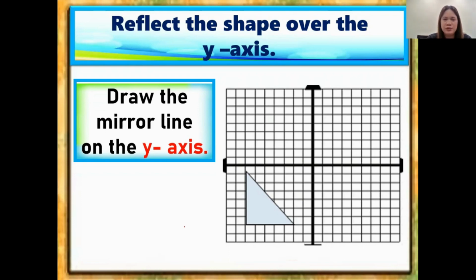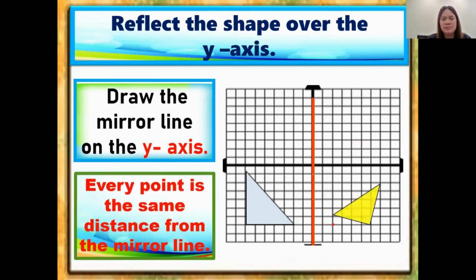So don't forget to draw first the mirror line. So on the y-axis, we have this. Then each corner is how many steps? So we have 2 steps here. So count to the right, that is also 2 steps to the right. And from here, we have 1, 2, 3, 4, 5, 6, 7 steps, or somewhere here. Then count also from the mirror line. And what is the result? So you will have this one. Okay. Easy, right?